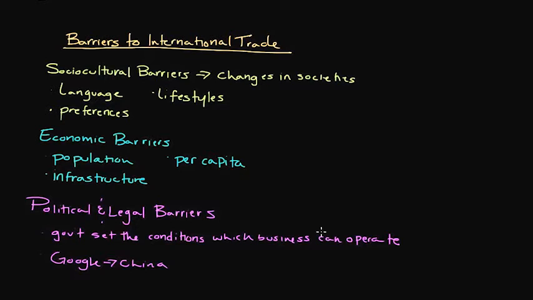But at the same point in time, the Chinese government represents a significant political and legal barrier to entry because they can significantly impact how the business actually operates. And that's a very, very key consideration there.